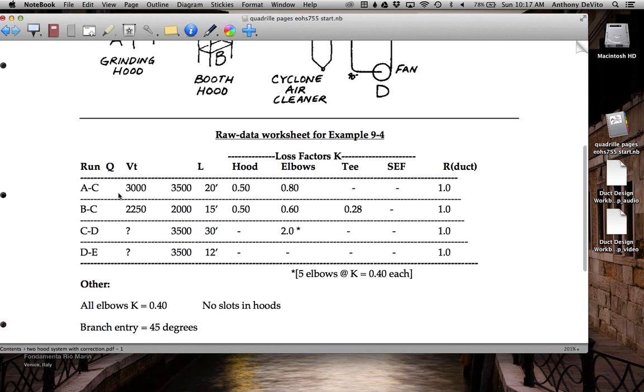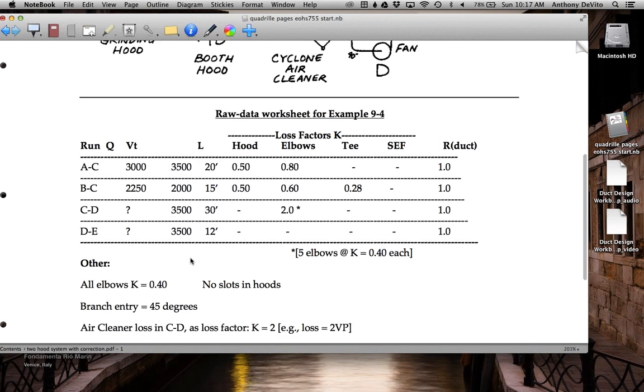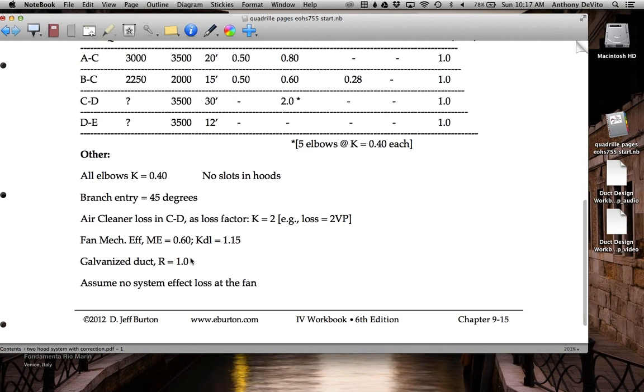Okay, and what about the lengths of ductwork? For run A, we want 3,000 cubic feet per minute, a lot of air. We want 3,500 feet per minute velocity. B through C, we want 2,250 cubic feet per minute, 2,000 feet per minute velocity, 20 feet of ductwork, 15 feet, and so on and so forth. We haven't calculated C to D or D to E, the stack, as of this point. There's a few more details down there if you need it.